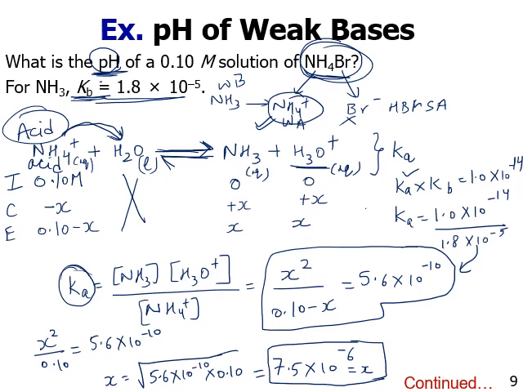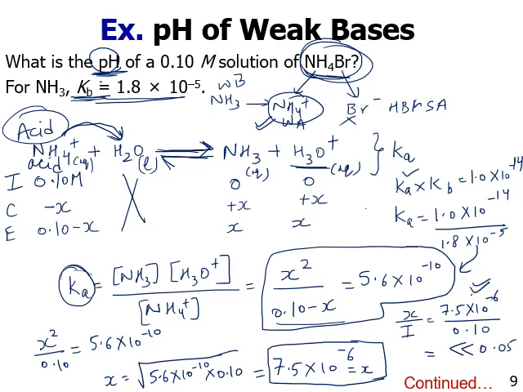If this is my x, I made an assumption here that 0.1 minus x is same as 0.1, which means I have to confirm my assumption. How would I confirm my assumption? X over initial concentration, which would be 7.5 times 10 raised to the power minus 6 divided by initial 0.10, which gives you a value which is definitely a lot less than 0.05, which means my assumption is correct. So I can use this value. Now I know my x.